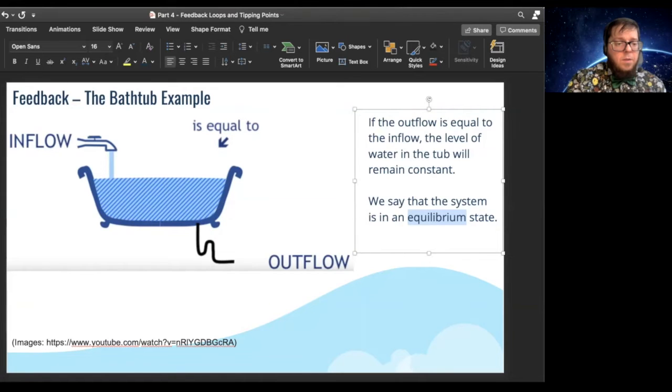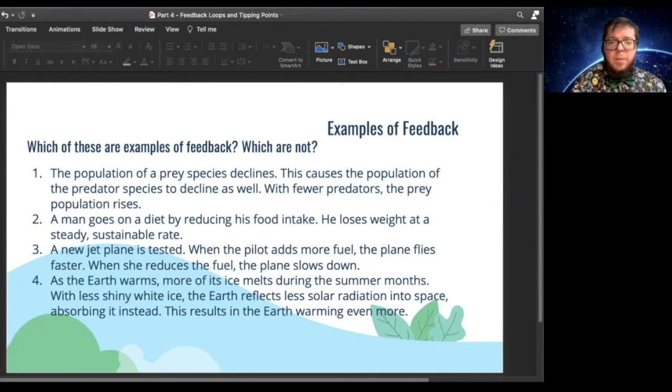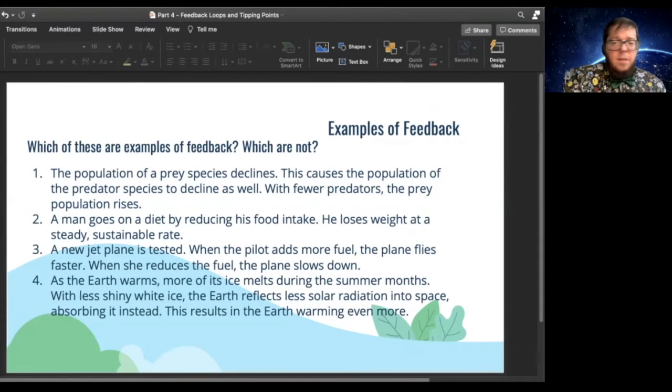Before we go on to defining equilibrium properly, let's look at some examples of feedback. Well, I say that. Some of these are examples of feedback, I think, and some of them are not. So let's go interactive. Which of these are examples of feedback and which are not?